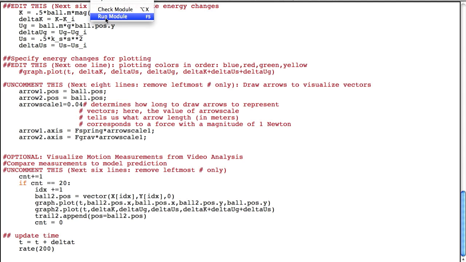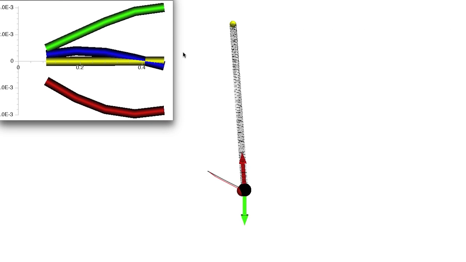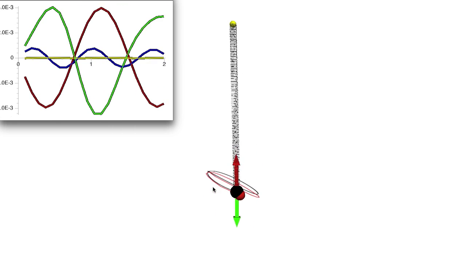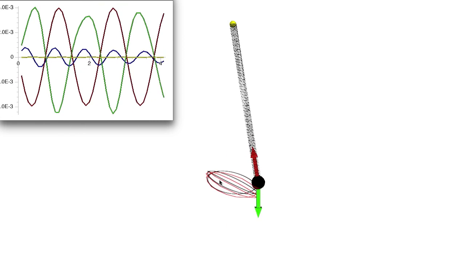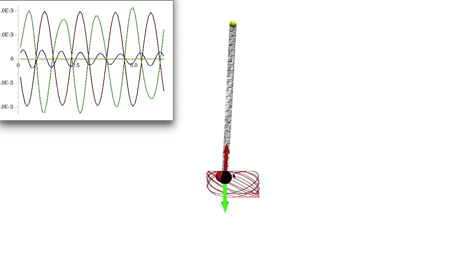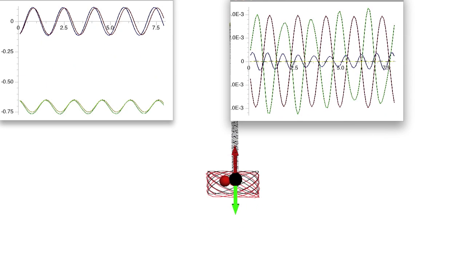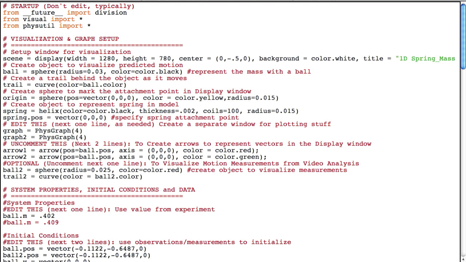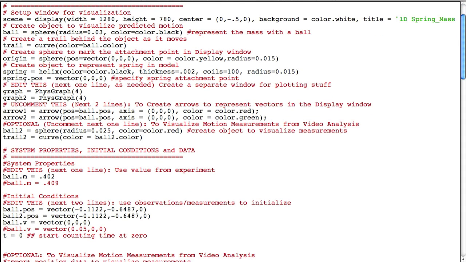When we run our model, we see that the predicted motion and observed motion are quite a bit off. And as we progress further into the motion, they seem to become further and further apart. There are a number of different variables that could account for the difference in position. The first I have thought of is the mass of the spring.